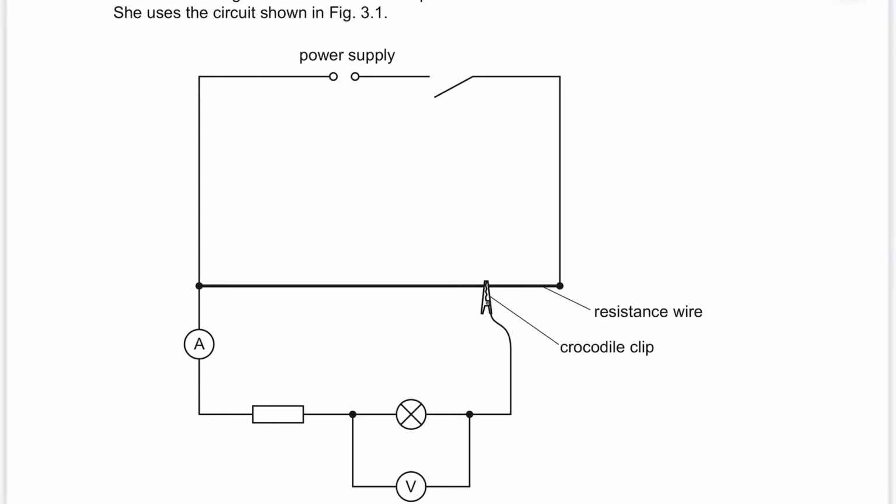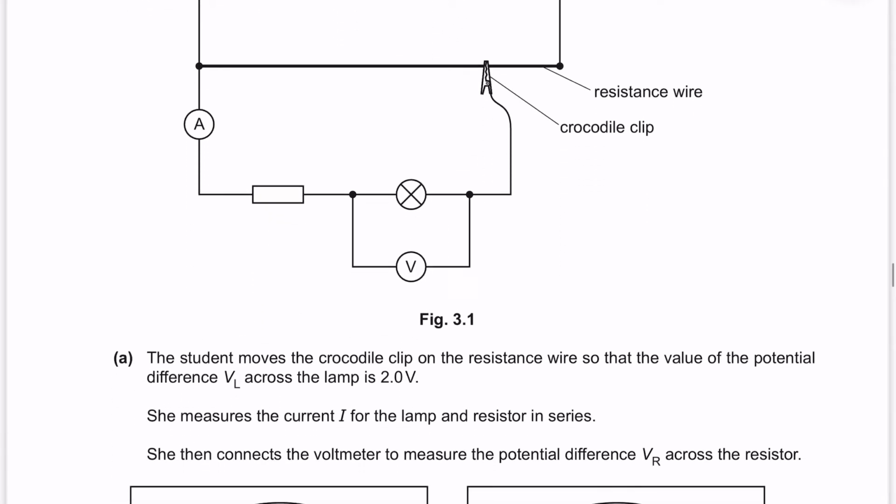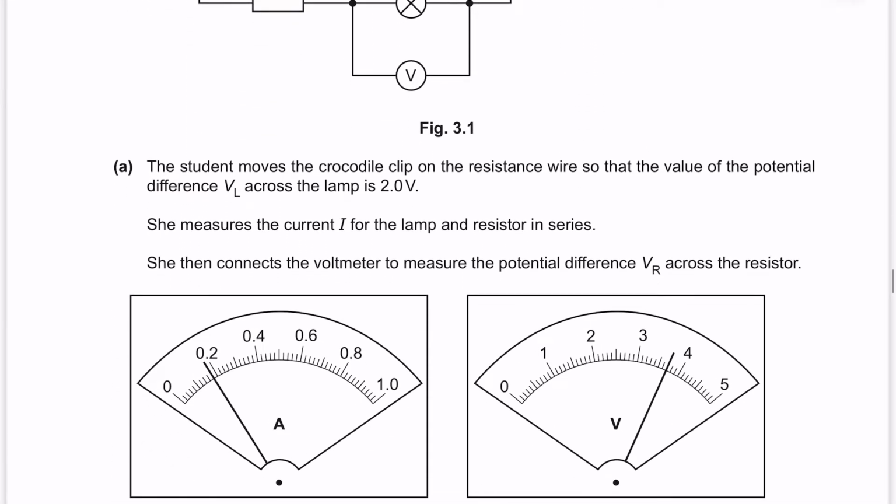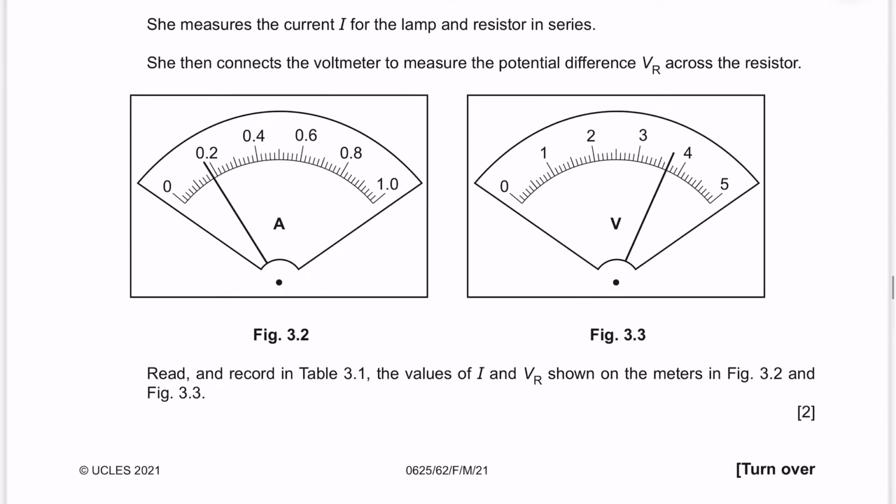A student investigates a resistor and a lamp connected in series. She uses the circuit shown in figure 3.1. Okay, so we want to investigate the resistance. The student moves the crocodile clip on the resistance wire so that the value of potential difference across the lamp is 2 volts. Fine, she measures the current I for the lamp and resistor in series. She then connects the voltmeter to measure potential difference across the resistor. Read and record in table 3.1 the values of I and VR.